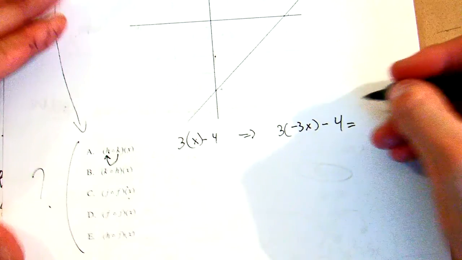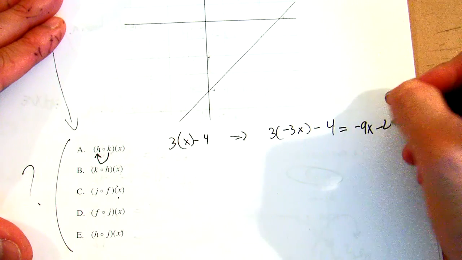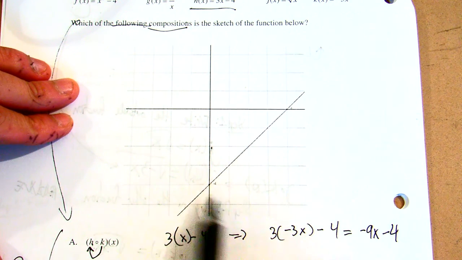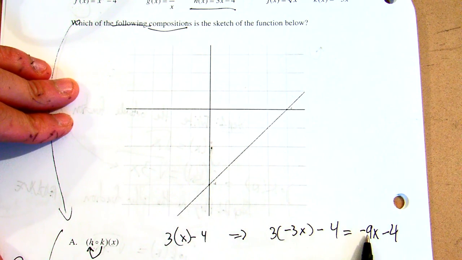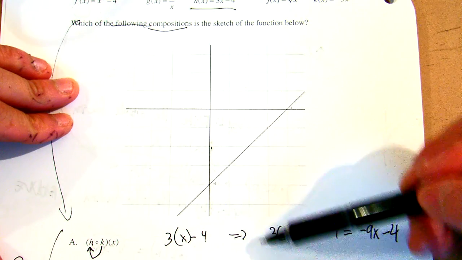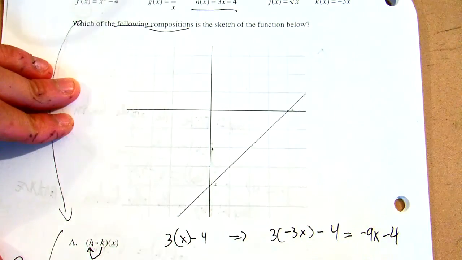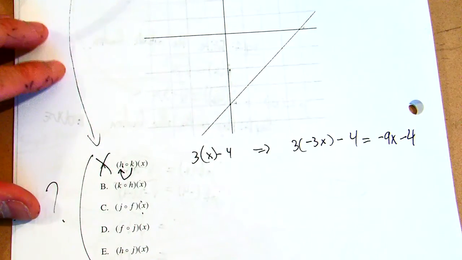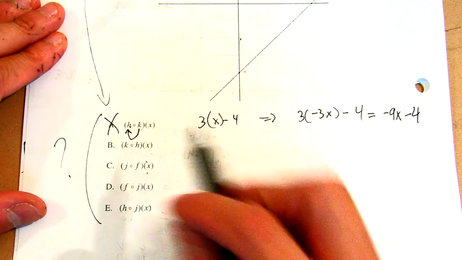And we simplify this, we get negative 9x minus 4, and we check to see, is this graph here? And you can clearly see it's not. Although it does have a y-intercept of negative 4, the slope is negative 9, which means you would have to go down 9 and over 1, and the line would be going this way. So even though it has the same y-intercept, it's actually not the graph here. Okay? Now on to part B, we have k of h of x.